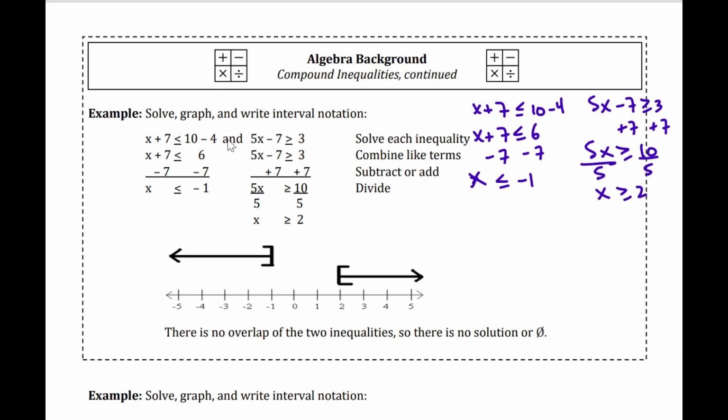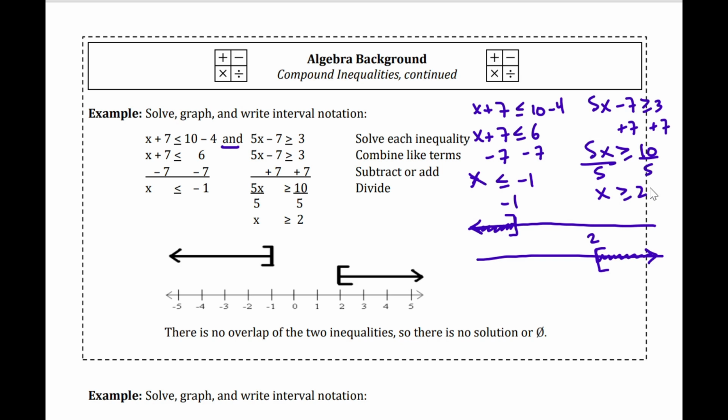So again, this is an "and," it's a conjunction. We're looking for all of the x that are simultaneously less than or equal to negative 1 and greater than or equal to 2. So we'll graph all of the x less than or equal to negative 1, which will be to the left, and it's a bracket because it's less than or equal to. Then we'll graph all of the x greater than or equal to 2. There's 2, so if we're greater than or equal to 2, we're to the right, another bracket there.